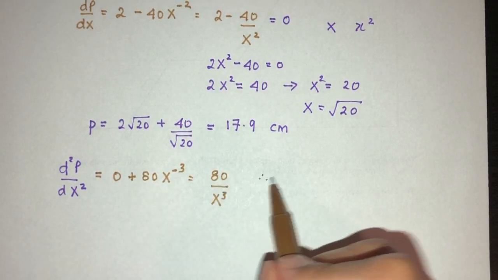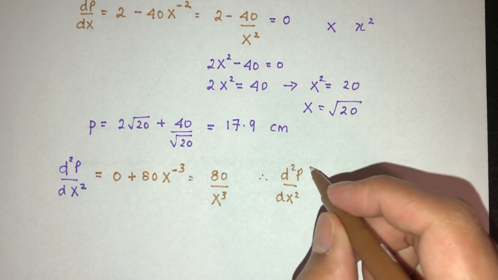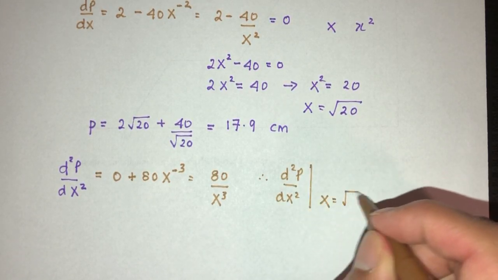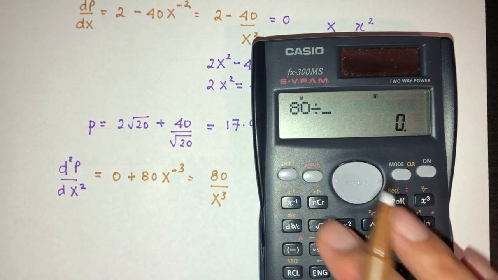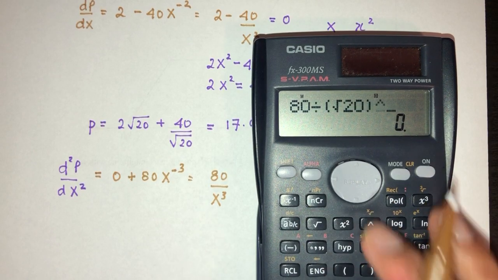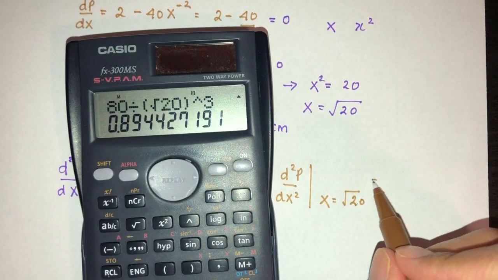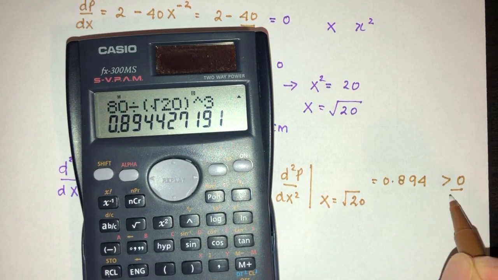So we have to show d2p over dx2 at the value of x equal to root 20. What is that? Let's try. 80 divided by root of 20 power 3, that is 0.894, which is more than 0, which is positive.